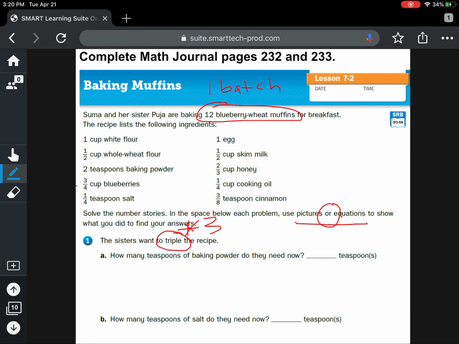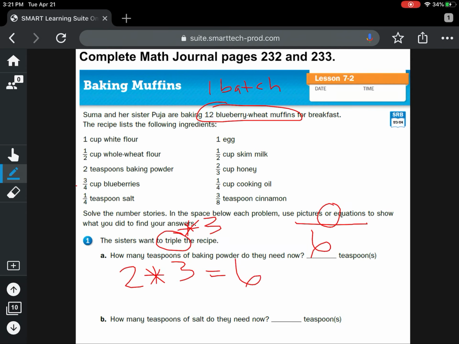So how many teaspoons of baking powder do they need now? If they're making 1 batch of muffins, the baking powder amount that they'll need is 2 teaspoons. But if we're going to triple that recipe, we have to multiply it by 3, and that gives us 6. So if they triple the recipe, they need 6 teaspoons of baking powder.